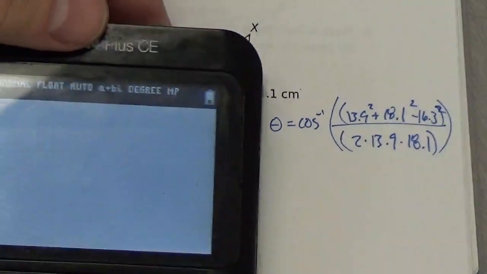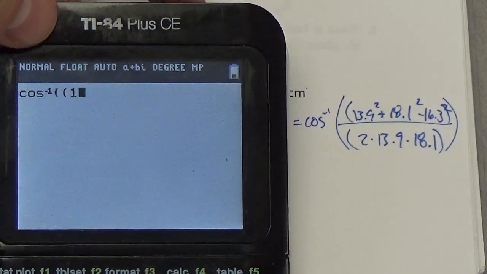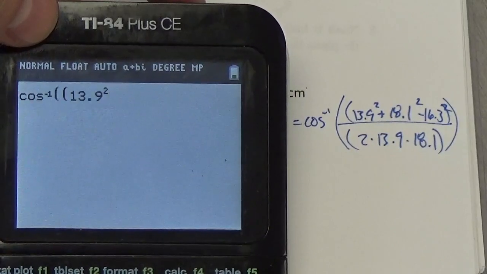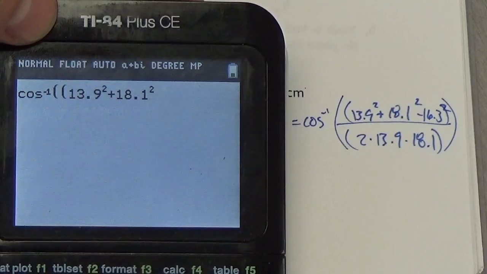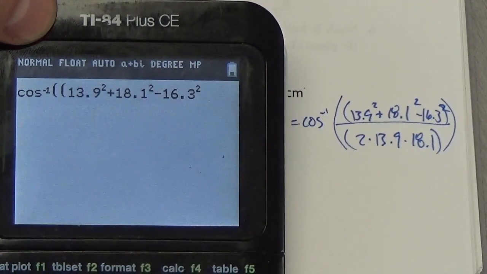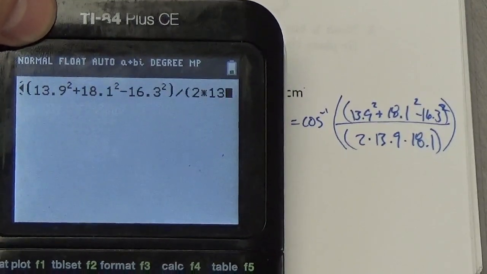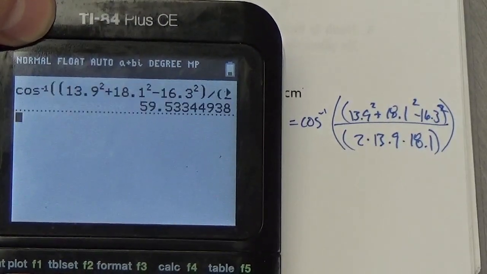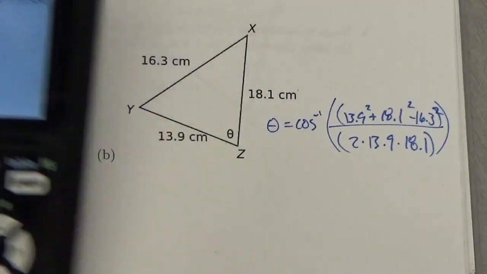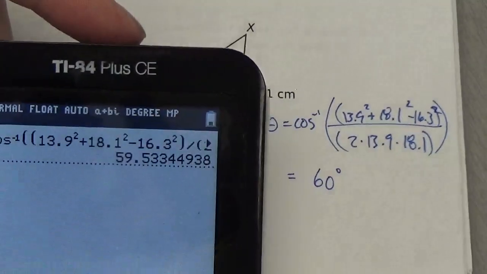So now I go to my calculator, and it'll be the inverse cosine, and I put another set of brackets there, so 13.9 squared plus 18.1 squared minus 16.3 squared, close bracket for the numerator, divided by, open the brackets again, 2 times 13.9 times 18.1, close, close, and there we go, 59.5 degrees, or 60 degrees. Because we will typically round those angles to the nearest whole. And there you go.